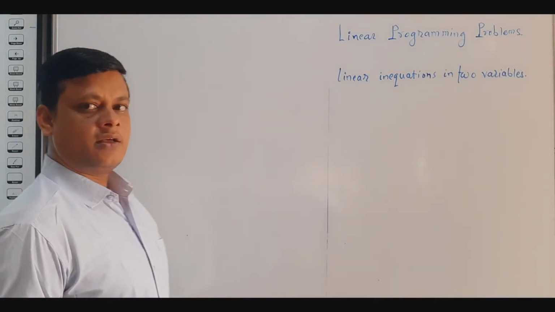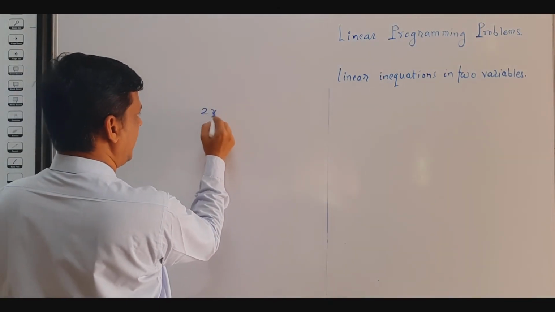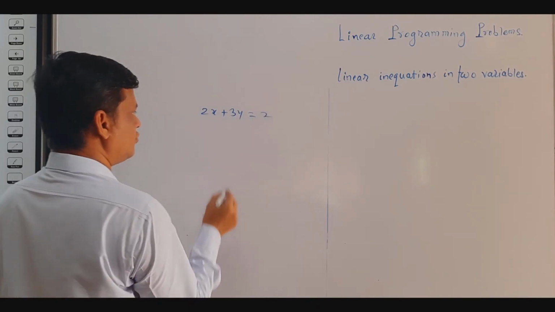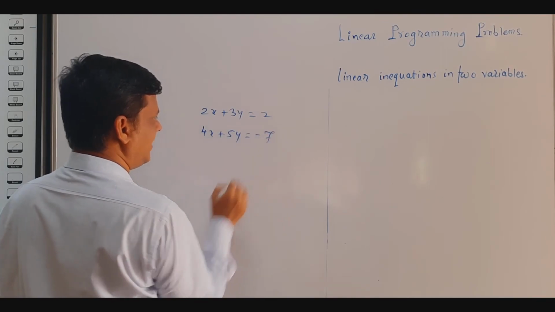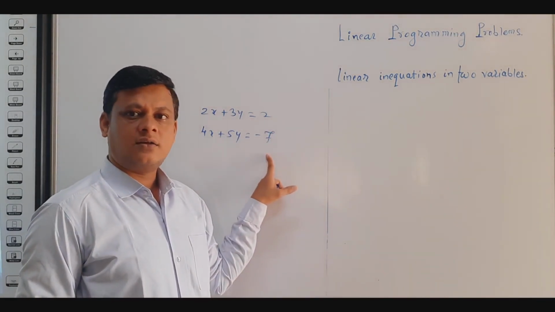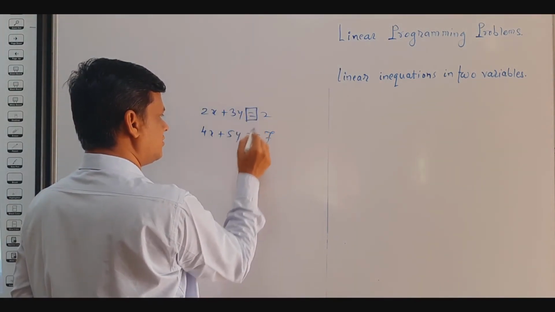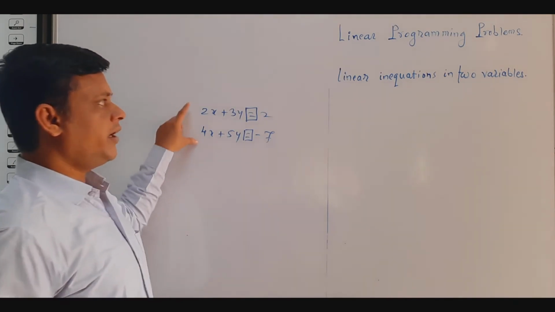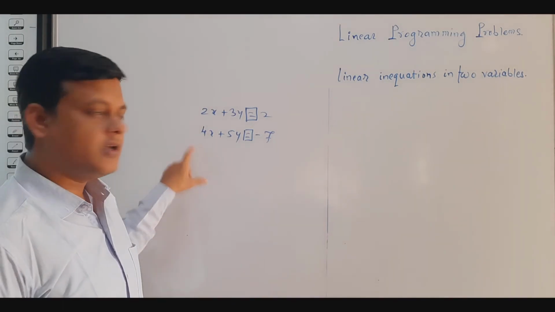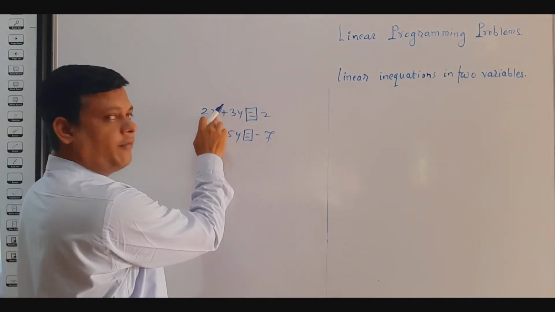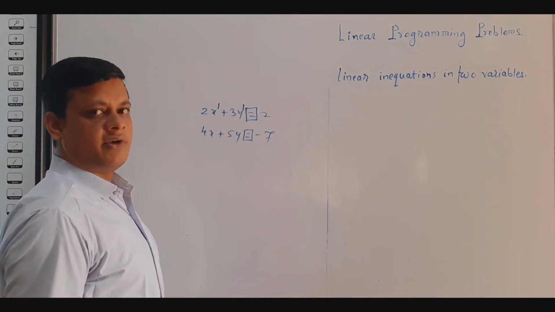In class 10 you solved simultaneous equations. For example, 2x plus 3y equals 2, 4x plus 5y equals minus 7. These two are linear equations because the equality sign is used. Why do we call these linear equations? Because the power of the variables x and y is 1.